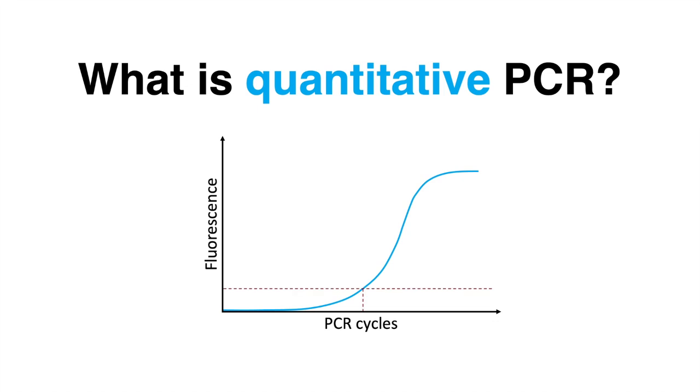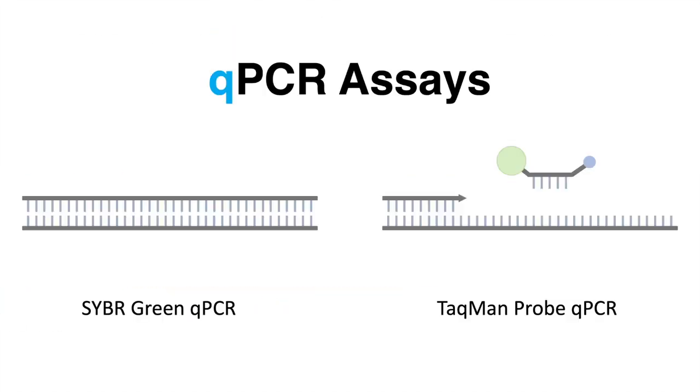A defined signal intensity has to be exceeded until the product is abundant enough so that the fluorescence is detectable over background. The cycle number at which enough amplified product has been accumulated to exceed that threshold is referred to as the CT value. qPCR is mainly performed using one of these two assays.